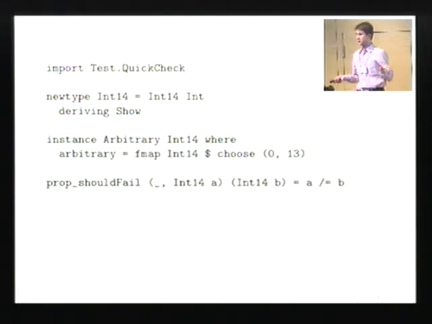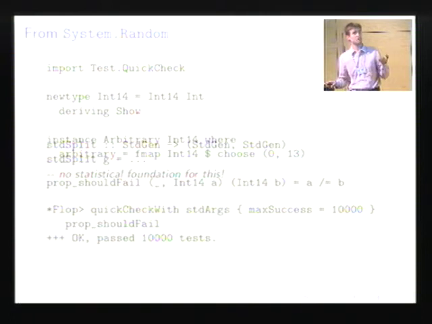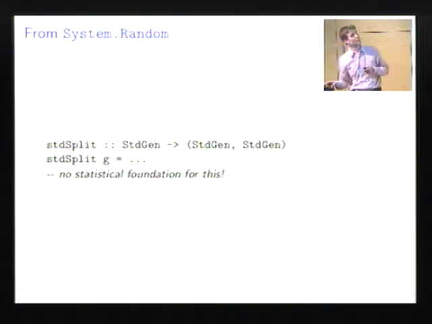And what should happen here? Check should fail. Well, too bad, it succeeds. And the reason why it succeeds is that the standard random number generator for Haskell has a problem. I won't talk exactly about what the problem is, but the problem lies here. This is a fragment from the System.Random module and a comment from the splitting function.